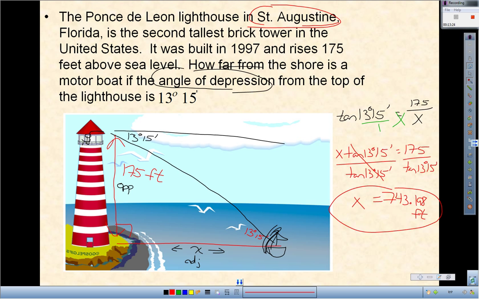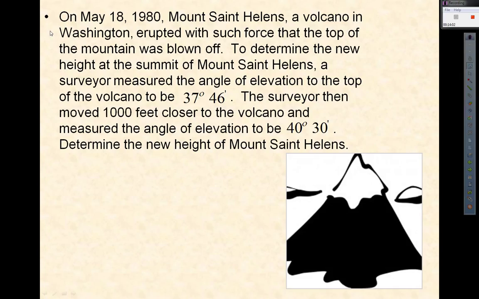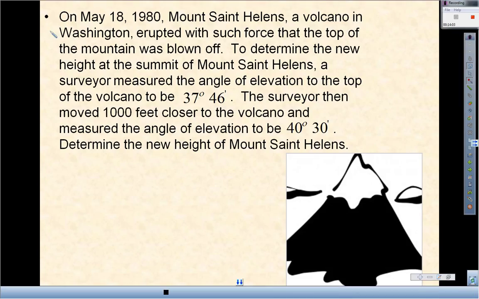Alright, let's look at one more problem. This is the last one, and it's a little bit harder, more of a challenging one. It says on May 18th, 1980, Mount St. Helens, a volcano in Washington, erupted with such force that the top of the mountain was blown off. To determine the new height at the summit of Mount St. Helens, a surveyor measured the angle of elevation to the top of the volcano to be 37 degrees 46 minutes.